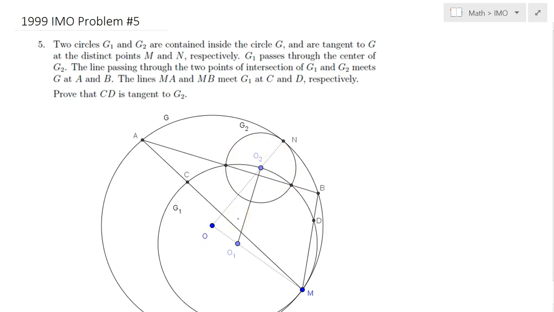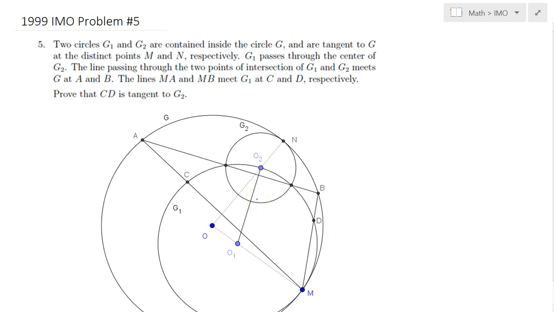The lines MA and MB meet G1 at C and at D respectively. MA intersection G1 is C, and MB intersection G1 again is D. We need to prove that CD is tangent to circle G2.